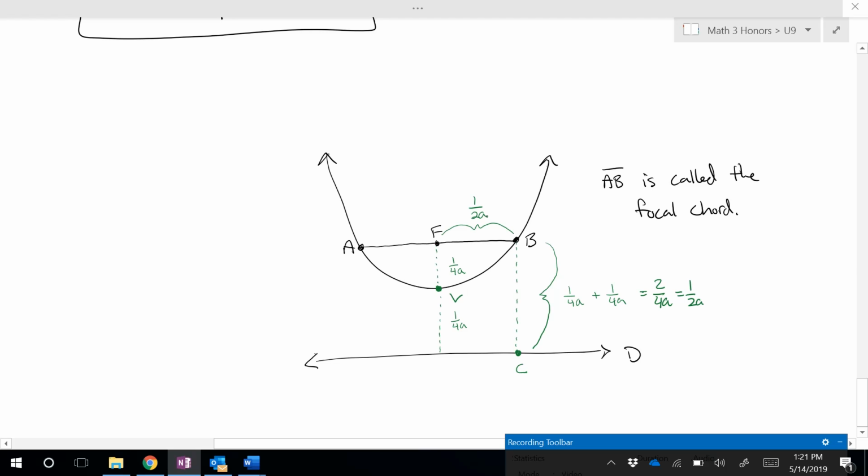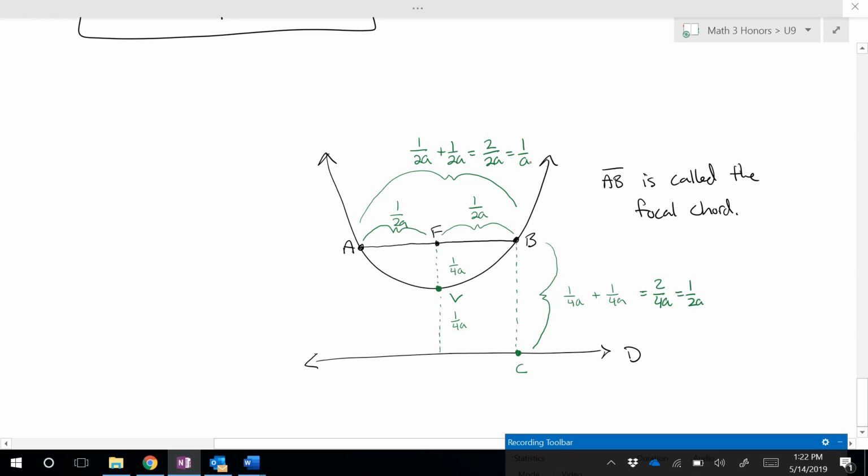Because if you pick any point on your parabola, the distance from that point to the focus is the same as the distance from that point to the directrix. You following what I'm saying? But this is in the middle, so what do you think the distance from A to F is? So what's the distance from A to B? 1 over 2a plus 1 over 2a is 2 over 2a, 1 over a.